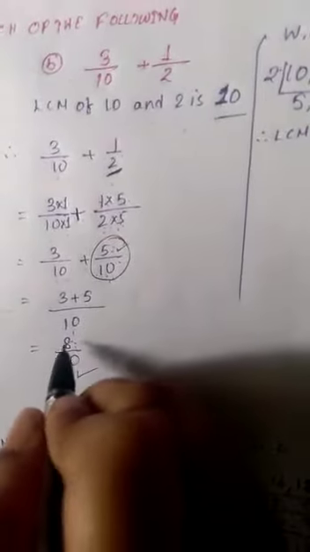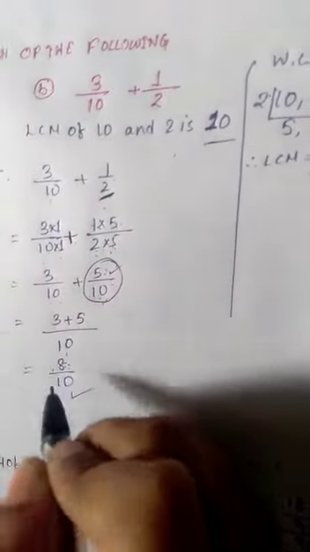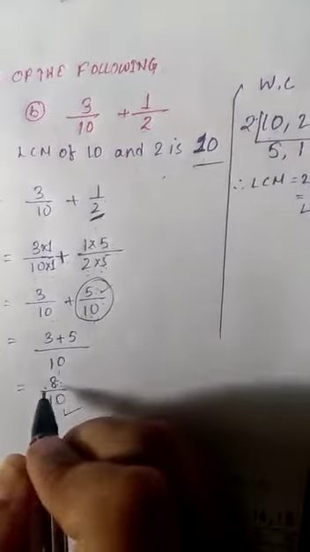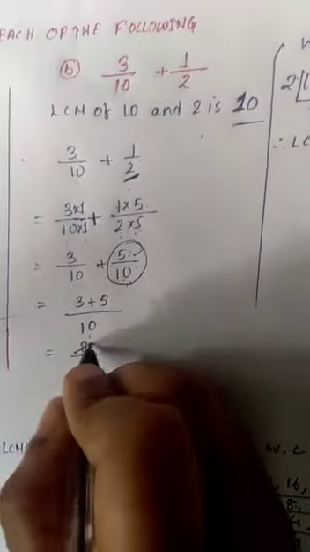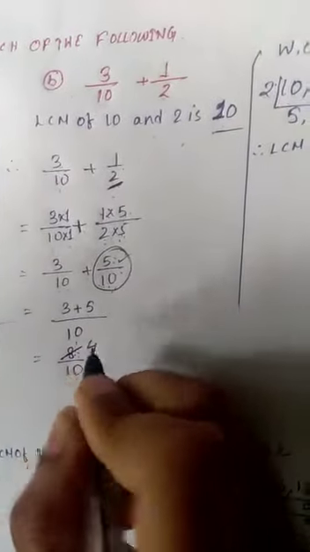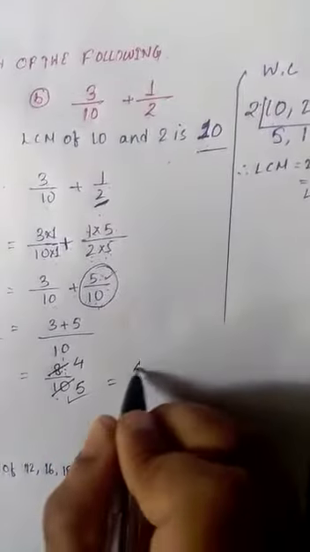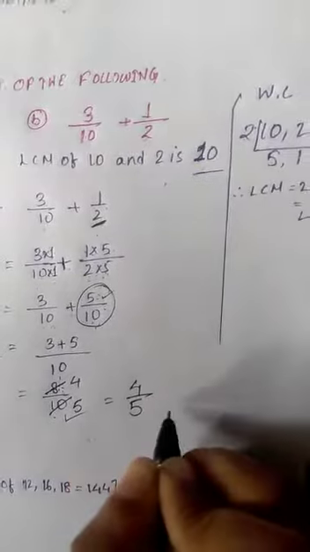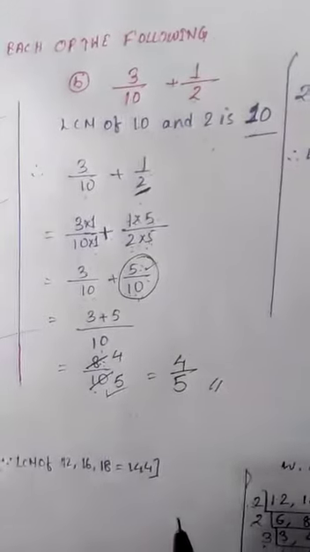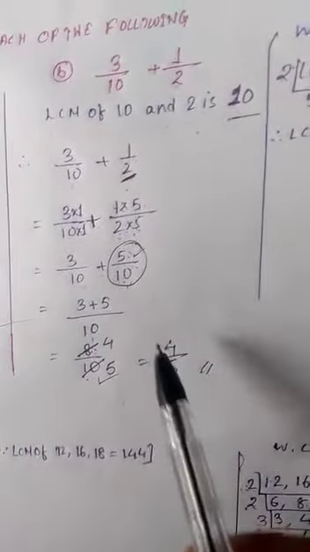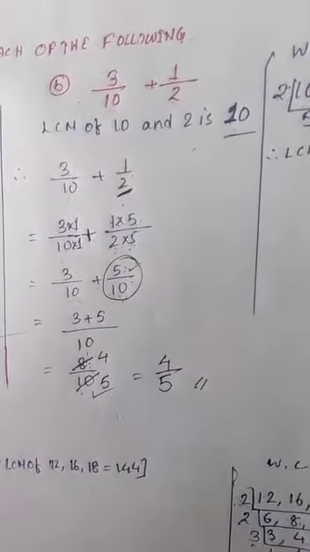Now you can see here, 2 is a common factor of both 8 and 10. So we can reduce it by 2: 2 fours are 8 and 2 fives are 10. So this means we can write here 4 by 5. It is now in the lowest terms. Alright children, so we have done the lowest term. Okay children, now I hope this is clear to you. So let's move to our next question. I have shown here question number G.